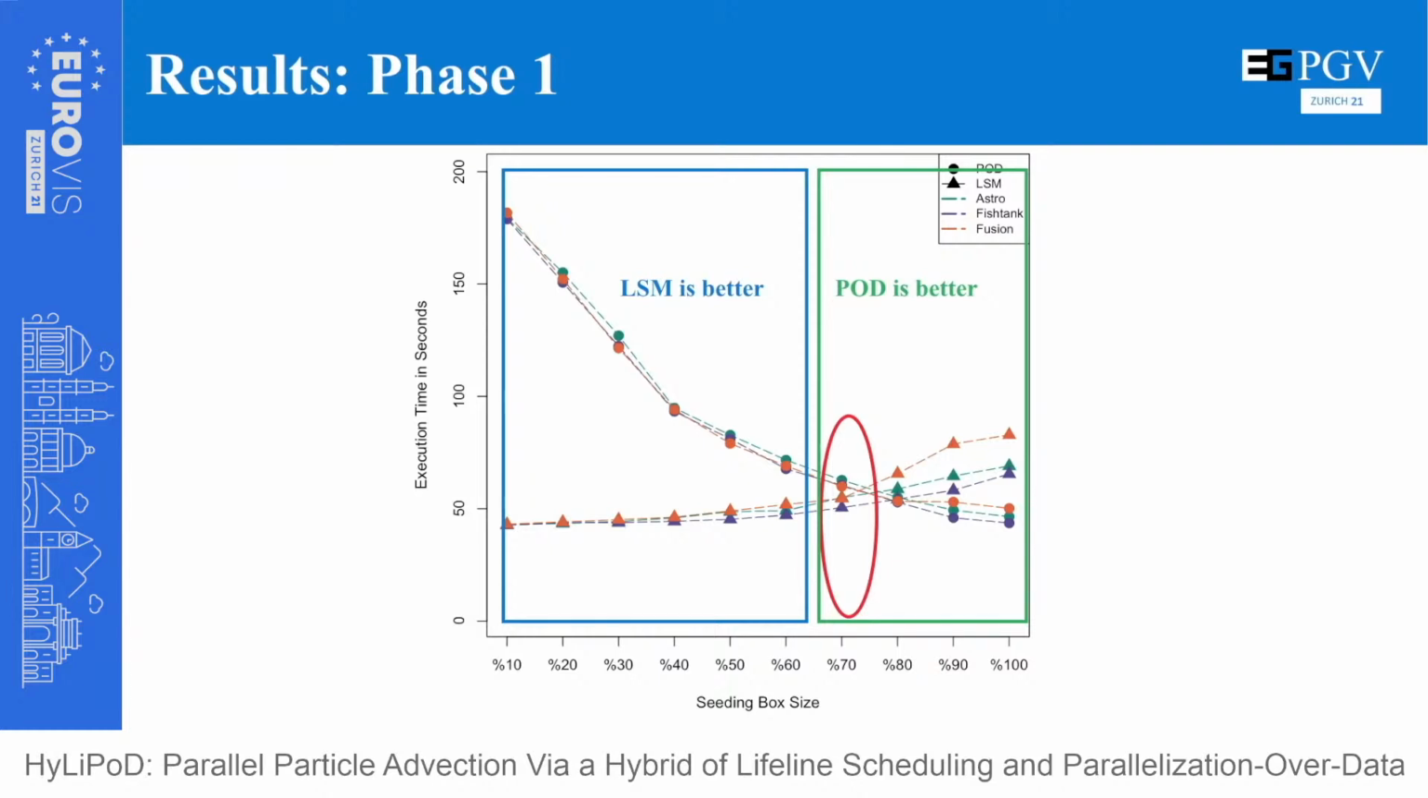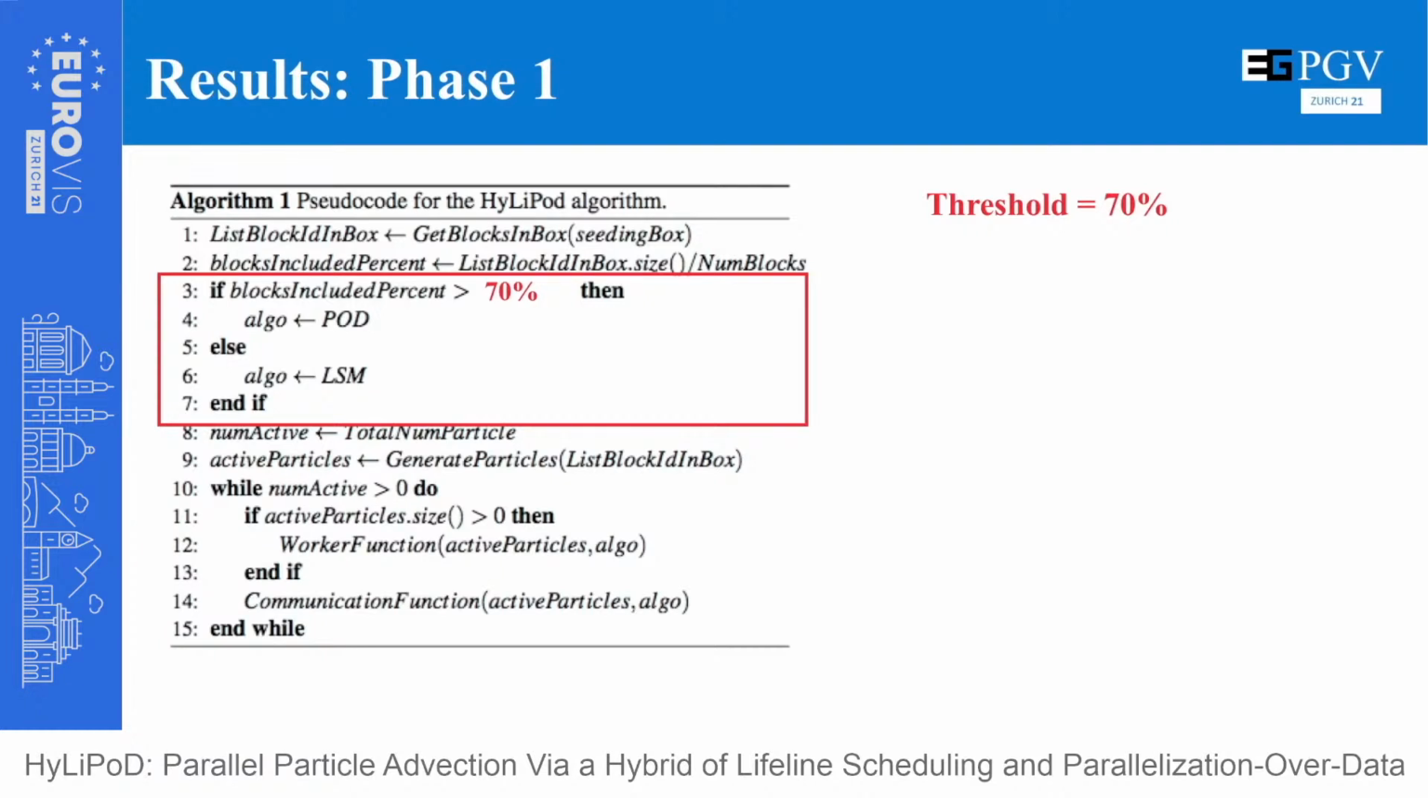So the best threshold for our study is 70%. This means if the seeding box covers 70% of the domain or more, then the algorithm will behave like POD. But if the seeding box covers less than 70% of the domain, then the algorithm will behave like LSM.